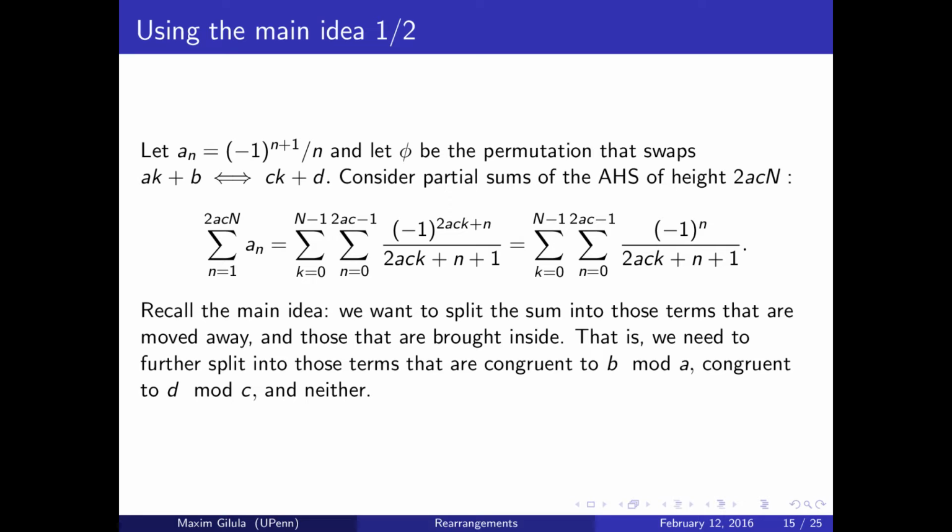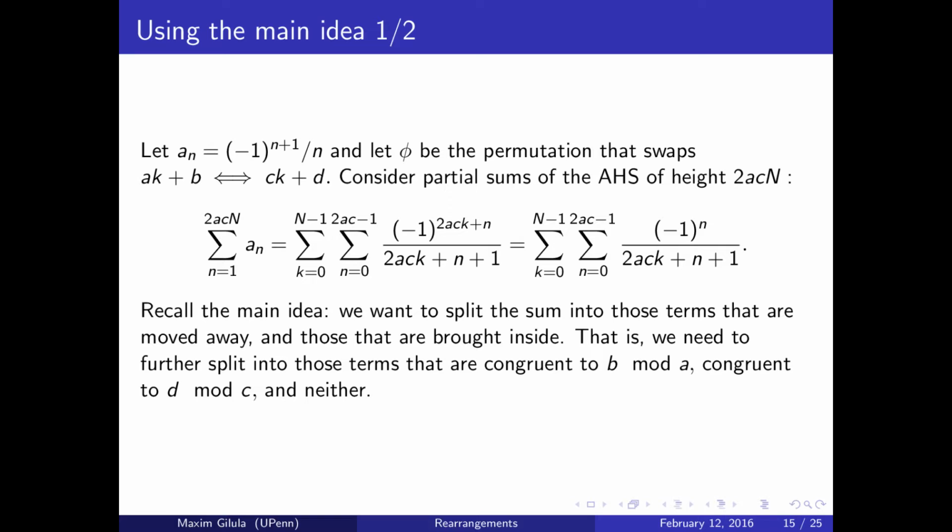For example, in the last one, A was 2 and C was 4, and we only looked at blocks of 4, not 8. But it turns out in general you need something like 2 GCD of AC, or else you're not considering all the terms. I found it just easier to write AC everywhere instead of GCD. We can write this partial sum as this sum.